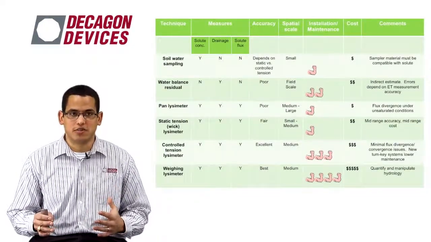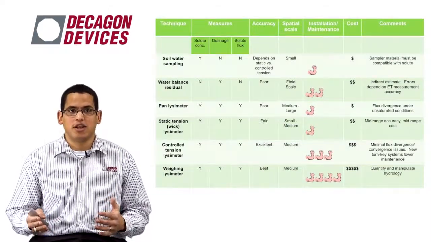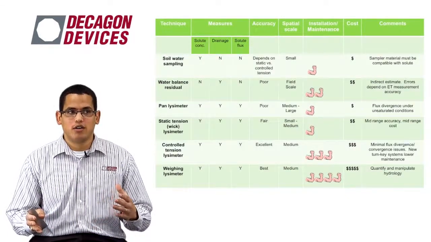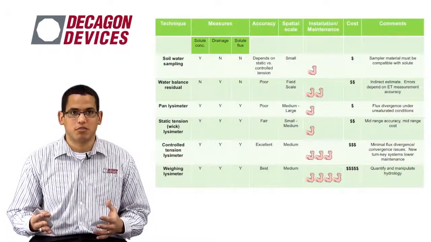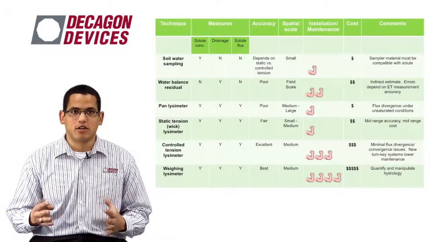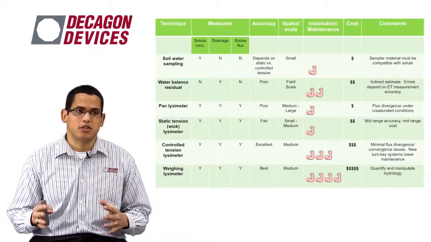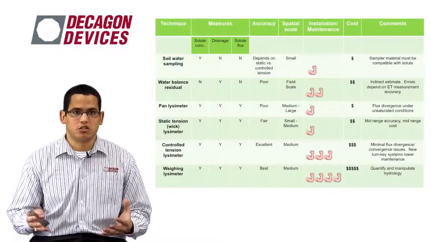They are installation and maintenance intensive. If you've ever had to set up eddy covariance towers or eddy flux towers or anything along those lines, you'll understand what I'm talking about. And they are a little bit higher in cost. And again, it's an indirect estimate or measurement of deep drainage, whereas with the other measurements, you get a direct measurement of deep drainage.